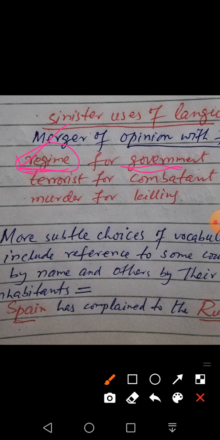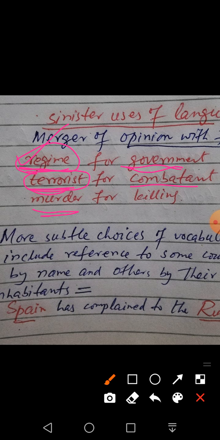So if someone is fighting for freedom, instead of saying freedom fighter or combatant, political people or the broadcasting companies will use the word terrorist. Okay, Muslim terrorist. You must have heard this term, Muslim terrorist. So why are they using the word Muslim terrorist? Why not Muslim freedom fighter? But this is a very sinister use of the term.